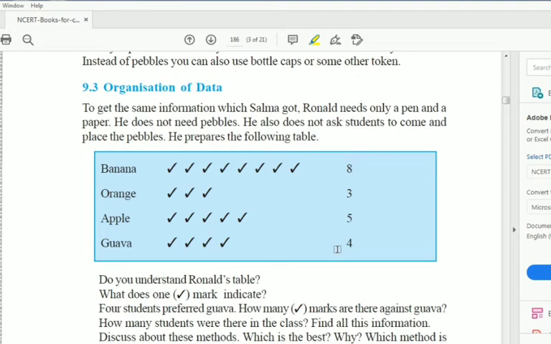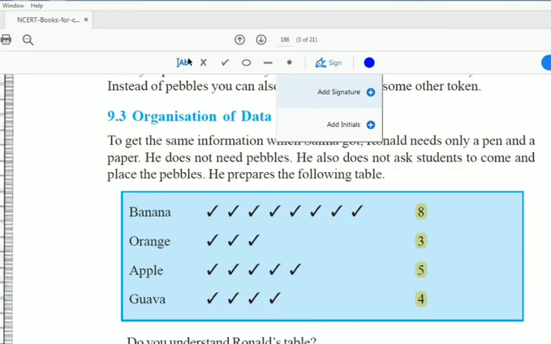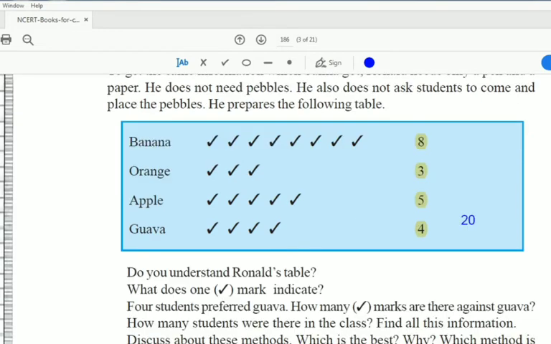What does one tick mark indicate? 4 students preferred guava. So how many tick marks are there against guava? Yes, 4. So how many students were there in the class? From the given information, we can count the total number of students also. How many students are there? 8 plus 3 is 11, plus 5 is 16, and plus 4 is 20. So there are 20 students.